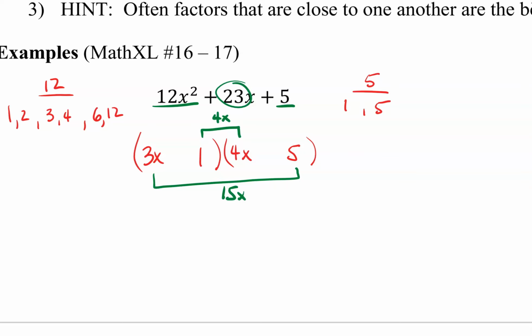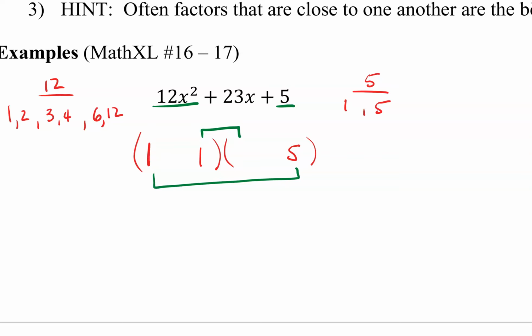And I ask myself, will 15x and 4x now combine to make 23? This is what would happen in our foiling process. I do not see a way that 15x and 4x will add or subtract to make 23. So unfortunately, we can't use the combination that we guessed just a minute ago. The 3x and the 4x is not a good choice.